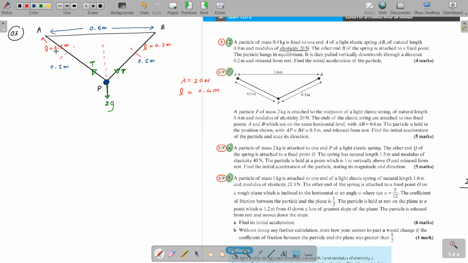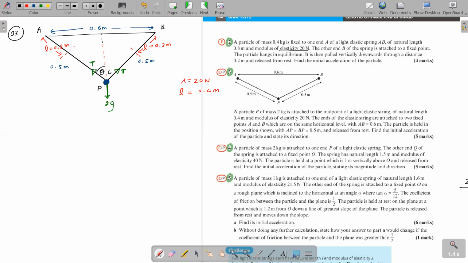Okay, so this distance is 0.2. Are you all with me? So then how much is the extension? Each string has an extension of 0.3, 0.3. Agreed? Okay, so now what we'll do here is I need to get this theta value.